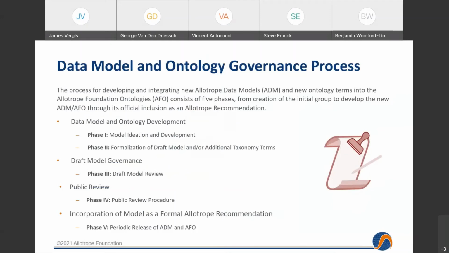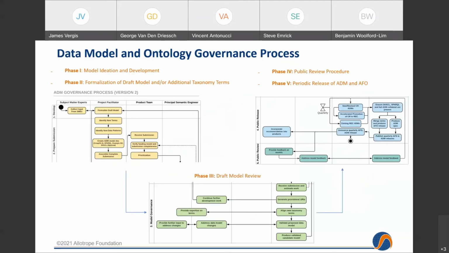Shown here is the workflow for the 5-phase process, where the SMEs are starting with the development of the terms, formulating the draft model, identifying new terms, and preparing for submission. Phase 3 begins the formal review of that model, where SMEs and semantic engineers are receiving submission, providing an estimate of work, generating the URIs, aligning new taxonomy terms, and then eventually progressing forward to the public release and public review of that model. It's important to note that for the public release, the goal is to have those on a quarterly basis.